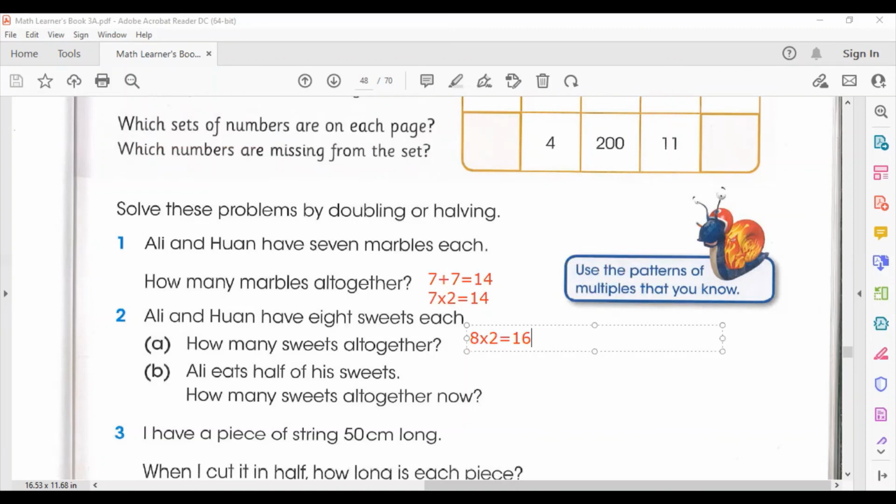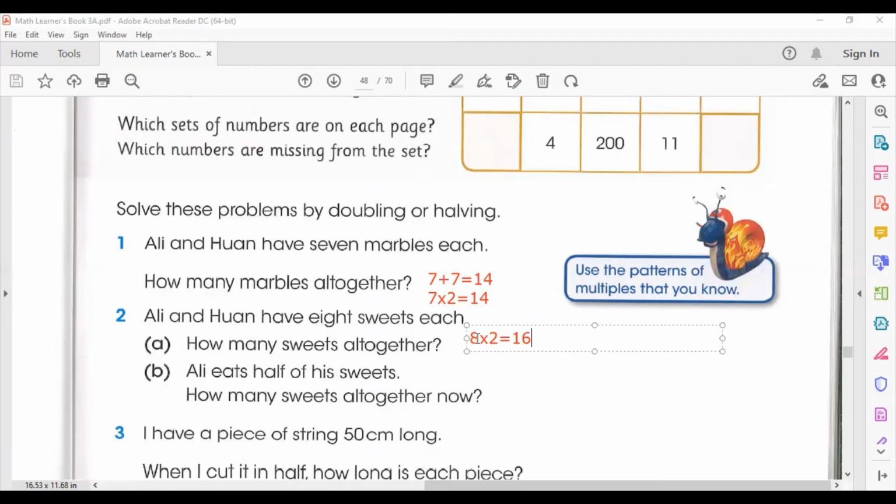It is the same as I told you before about the order in addition. So you can write 2 multiplied by 8 or 8 multiplied by 2. Same like this, 2 plus 5, 5 plus 2, answer same. So if you know the table of 2, it's better. If you know the table of 8, it's better also. So in both cases, you can find the answer. How many sweets altogether? 8 multiplied by 2 equal 16.